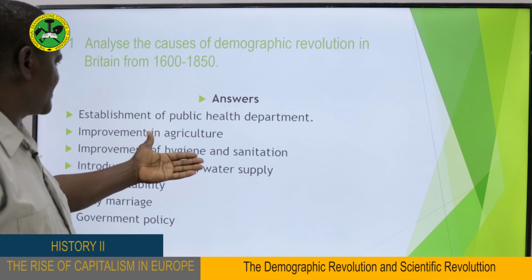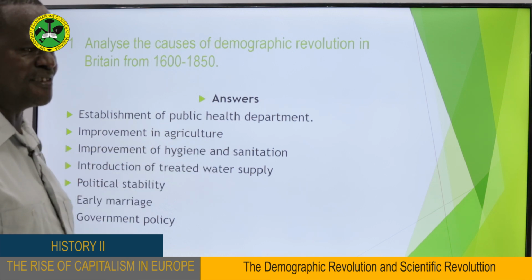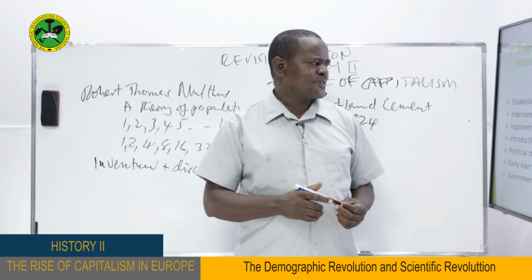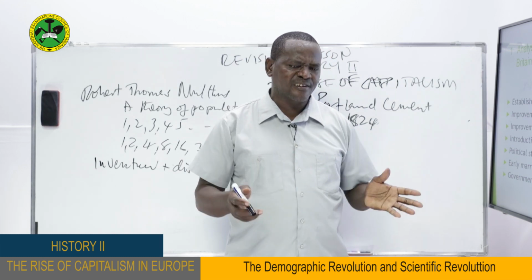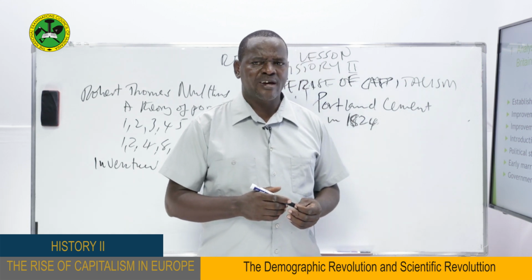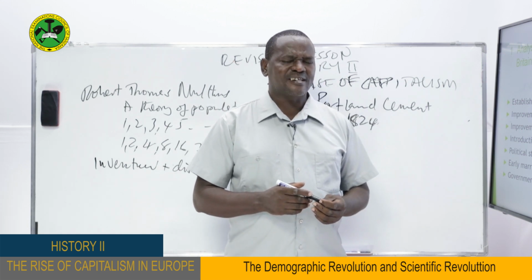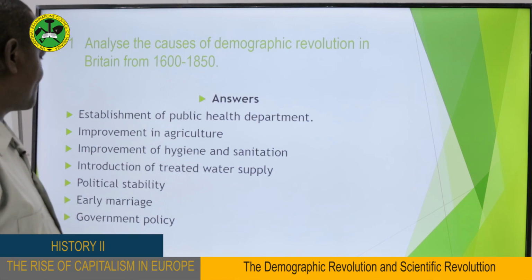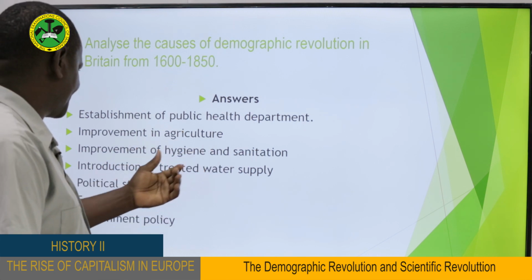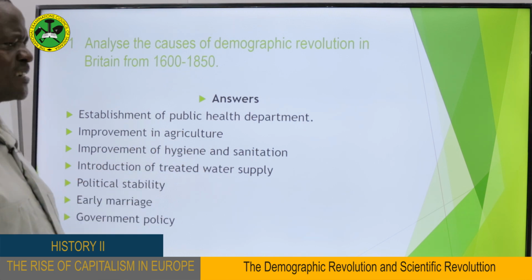The third is improvement of hygiene and sanitation. The diseases which could result because of people being unhygienic, because of the poor sanitation, poor environment, those diseases were either cured or prevented by improving the hygiene and sanitation of the people's residence as well as their personal cleanliness. Another point is the introduction of treated water supply.